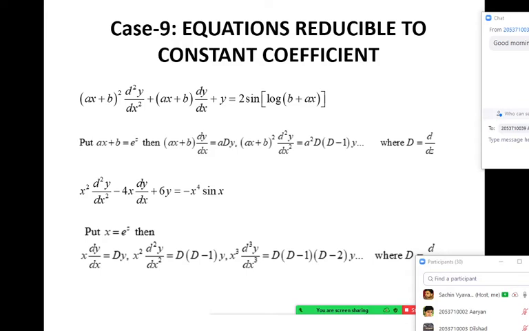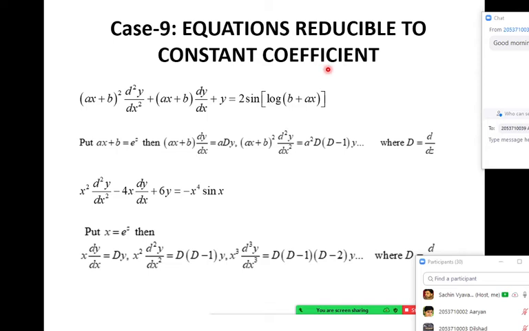So here we have the last type of linear differential equation. We are going to see now the differential equation with a variable coefficient. Remember, one of the two most important methods that we have are case 8 and case 9. Case 8 is variation of parameter, and case 9 is equation reducible to a constant coefficient. So both case 8 and case 9 are the most important.